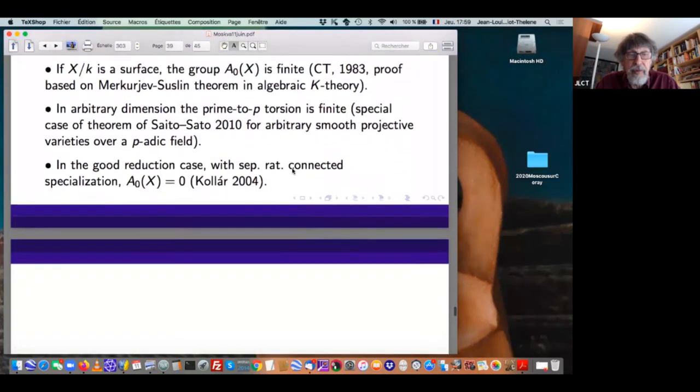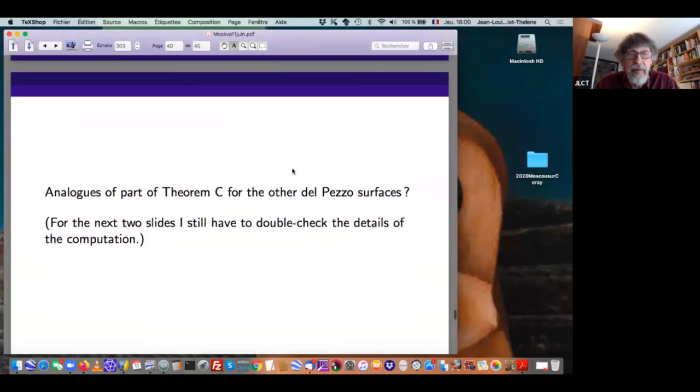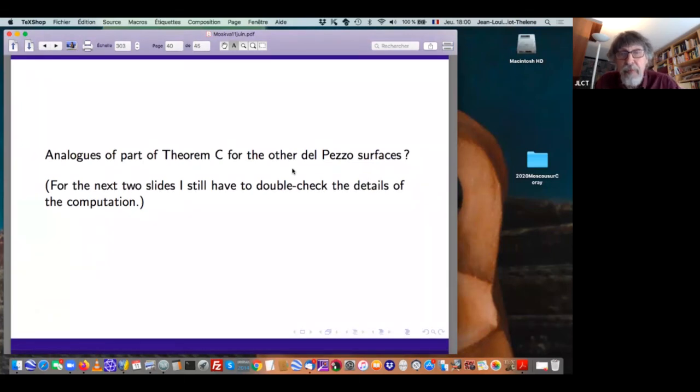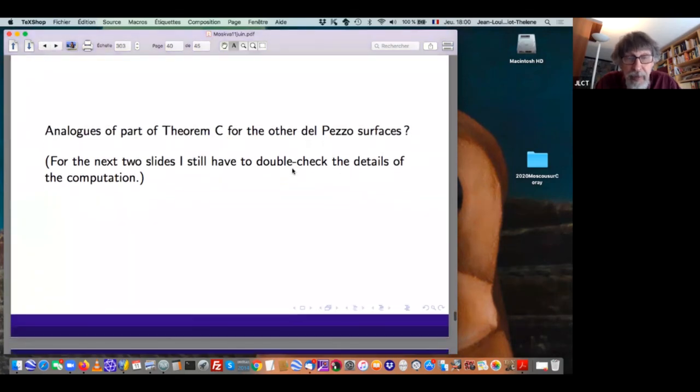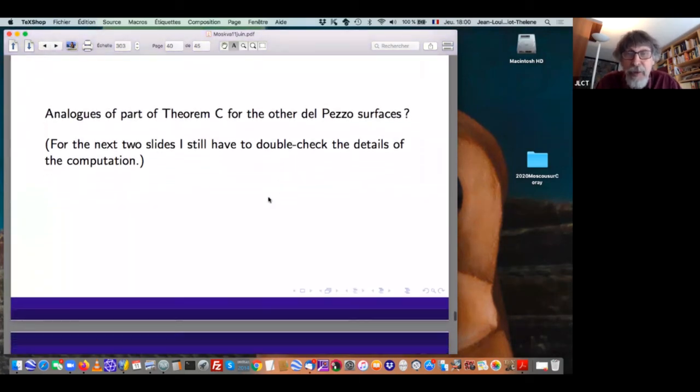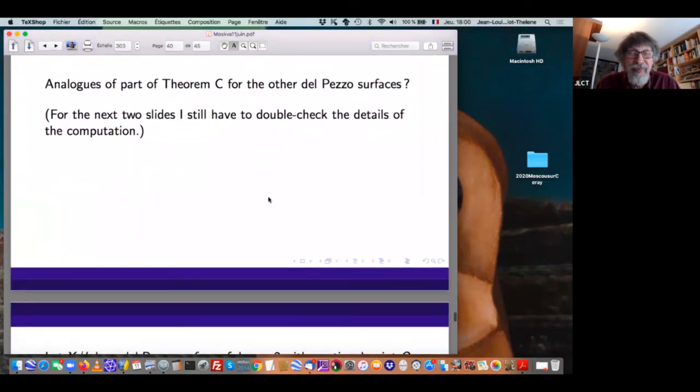Okay, let's go back to our topic. Do we have analogs of theorem C for other del Pezzo surfaces? Theorem C was the one which told you about zero cycles being spanned by zero cycles of small degree, or zero cycles of degree big enough being rationally equivalent to effective cycles. Now, for the next two slides, which I computed this morning, I still have to double check the details of the computation.